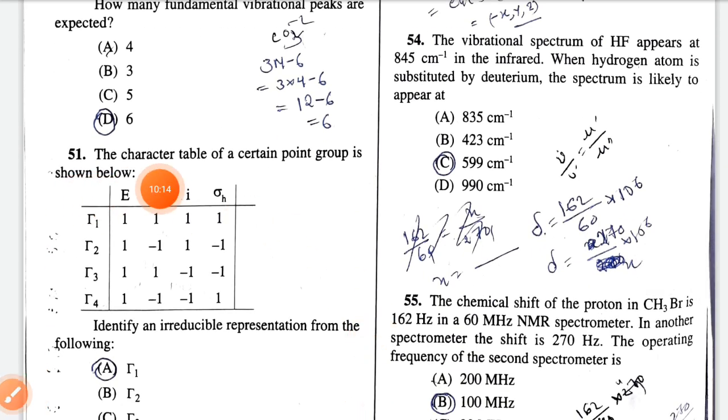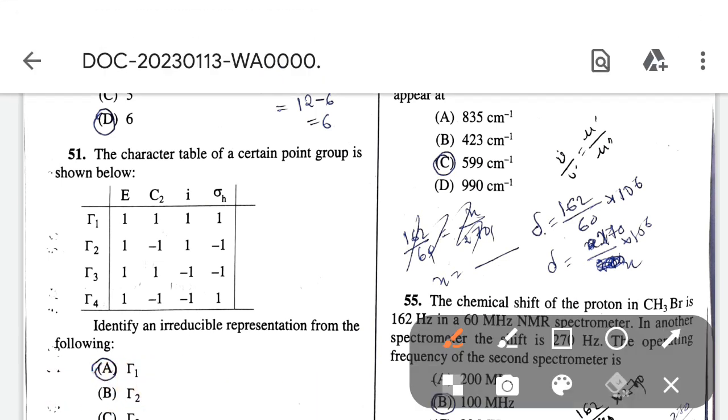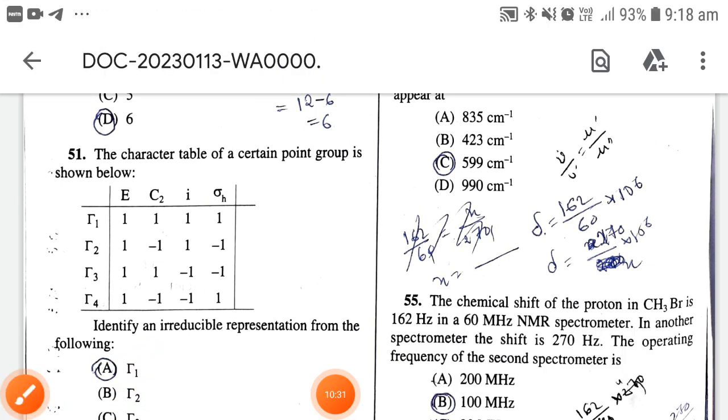Next, 51. This is also a group theory question. The character table of a certain point group is shown below. This is the character table. Identify an irreducible representation from the following. Here the correct option is option A.